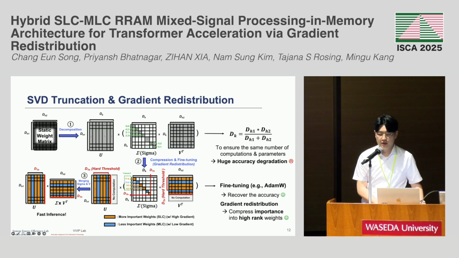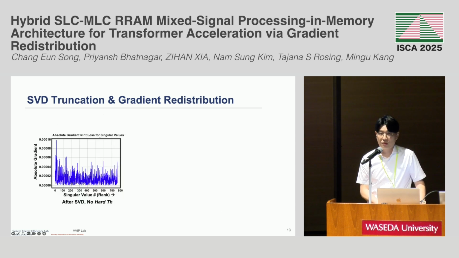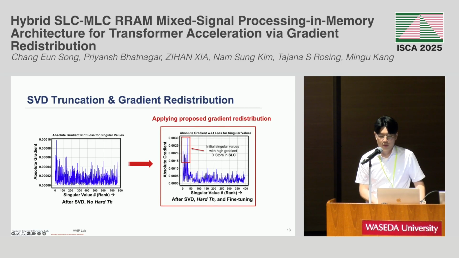So here, the SVD happens during the fine-tuning with the training dataset only one time, which means later during the inference, since the weights are frozen, there is no additional cost for the SVD. And then the gradient redistribution techniques. After SVD, but without the truncation and doing the fine-tuning, still the high rank would have the high gradient, but the boundaries are still ambiguous. However, after applying our proposed gradient redistribution, now only a few initial singular values have the high gradient, and we can store only this small fraction into the single level cell.